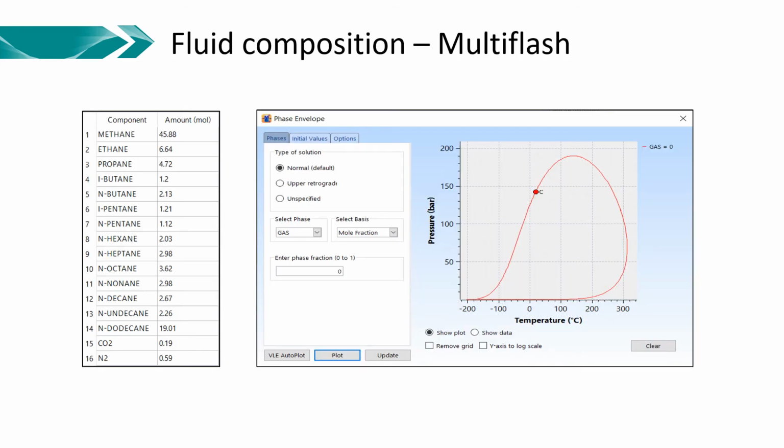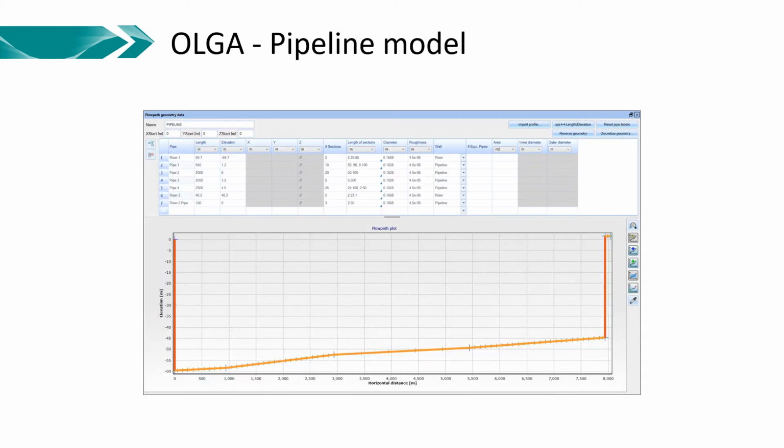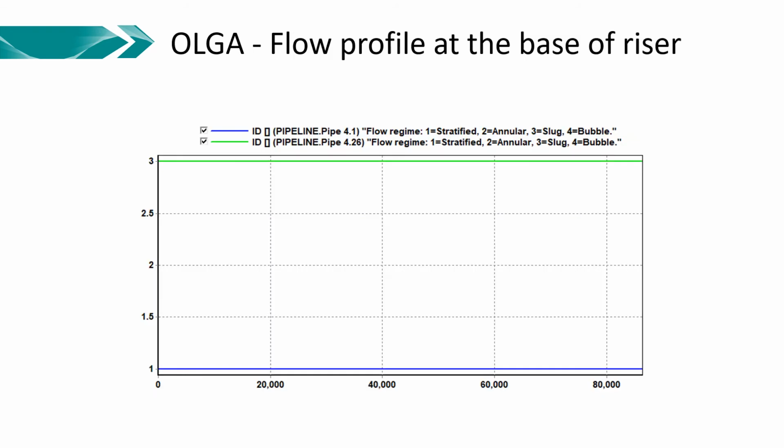So this is the fluid composition created in the MultiFlash software. The amount for each component was provided in the case study file, and we created a phase envelope from this given data in order to define the flow parameters in OLGA. This is the pipeline model that was provided in the case study, which was then recreated in OLGA, where we've added an extra 100 meters at the top of the riser in order to see the pressure fluctuations at the inlet of the separator.